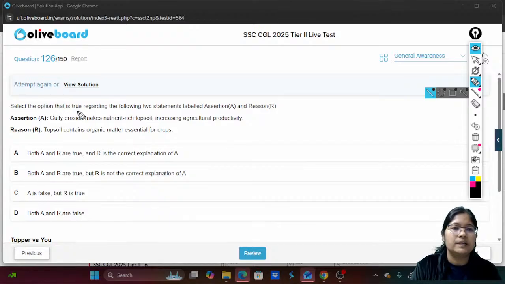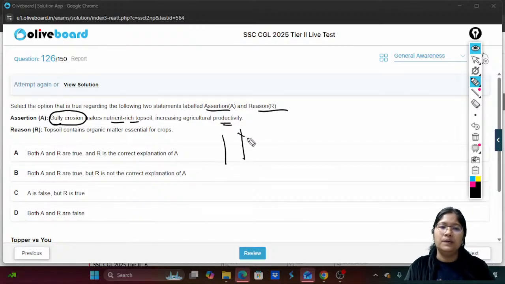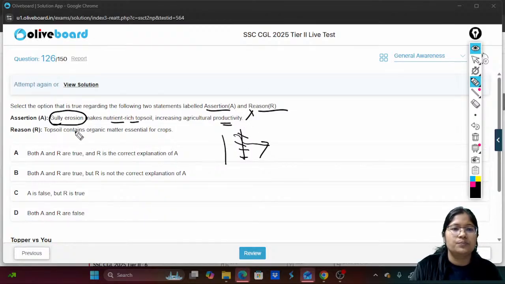Select the option that is true regarding the following two statements labeled assertion and reason. Gully erosion makes nutrient-rich topsoil, increasing agricultural productivity. See, any kind of erosion for that matter will not make the topsoil. In fact, it will break the topsoil, it will remove the topsoil. That is the feature of erosion, right? So A is not true.